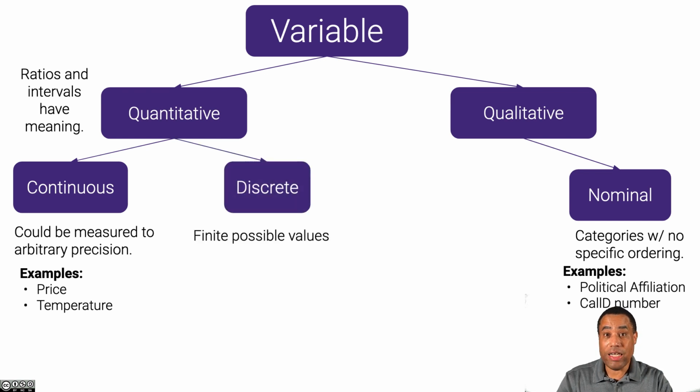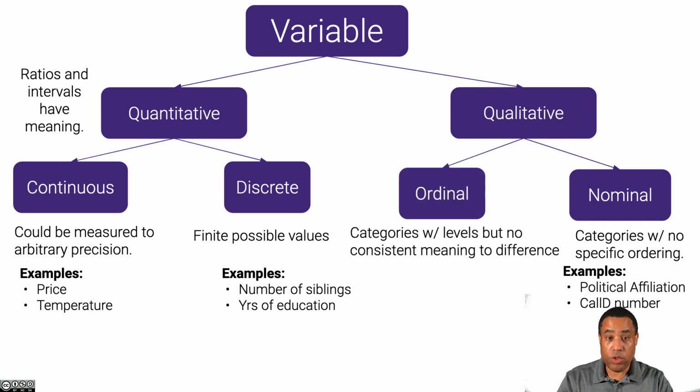Now, in terms of quantitative, you can have discrete variables. These have a finite set of values, and examples are number of siblings or years of education. In terms of qualitative variables, you can have ordinal variables, and these you have categories with levels, but there's no consistent meaning to the difference between those levels. So examples are preferences or level of education.